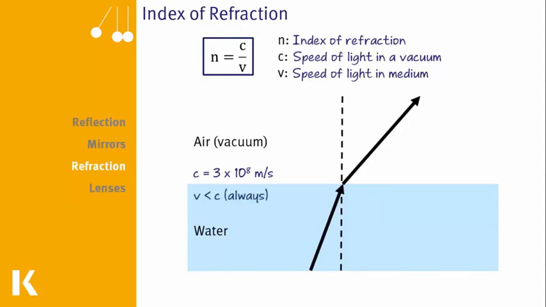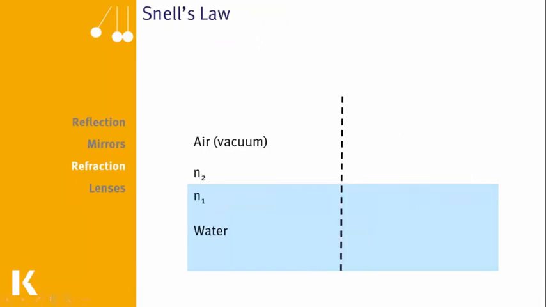For the MCAT, we can assume that nothing can travel greater than the speed of light. So the speed of our light in any medium other than air is going to be less than c. By definition, the index of refraction of a vacuum is 1. However, for all other materials, the index of refraction will be greater than 1, since c will always be greater than v. We can use these indices of refraction to help calculate the new angle of light after refraction.